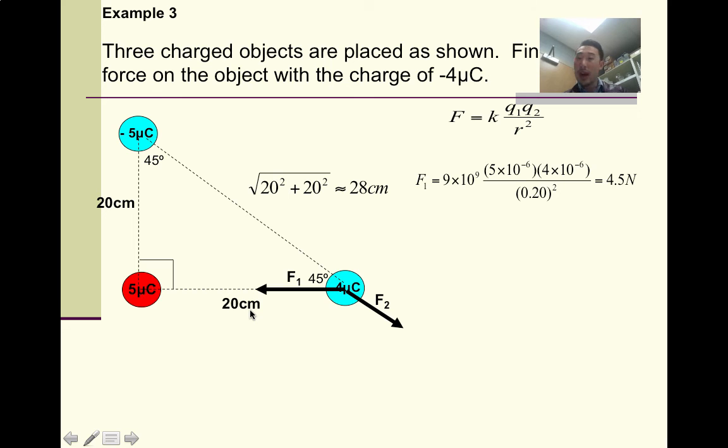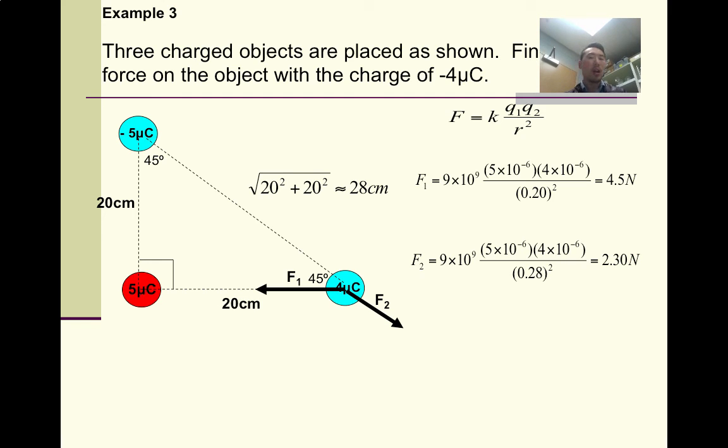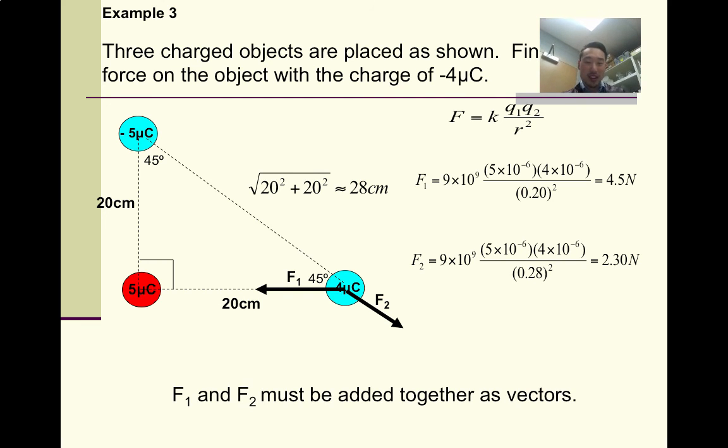Now let's find F2. Same steps. 5 right there, 4 right there, and we find that F2 is 2.30 newtons. Try it on your calculator, see if you get the same values. All right, now here we have 2 forces. One's going to the left, one's going bottom right. What do we do? If you say vectors, good job. You've been paying attention all year.